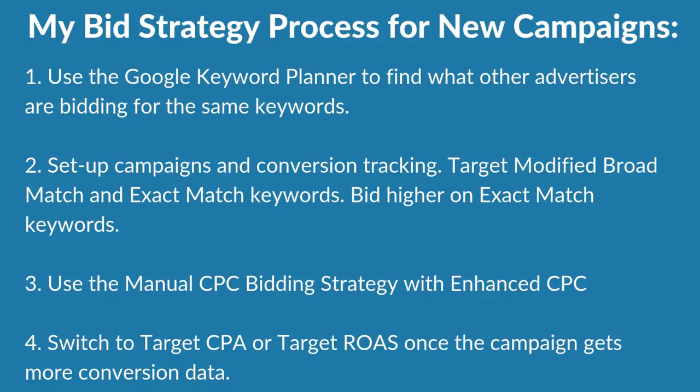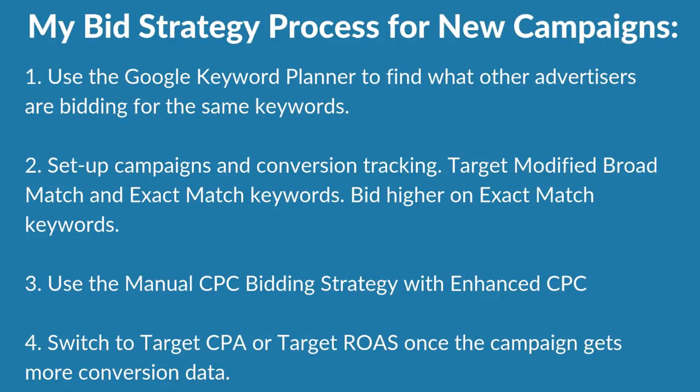Now, the next thing I do is, as I'm setting up bids, I'll start with the Manual CPC bidding strategy, and I'll use Enhanced CPC. So I'll show you how to do all of this, but usually through your campaign settings, as you're setting up your campaign, you can choose the Manual CPC bidding strategy, and there's just going to be a little checkbox where you just check to use Enhanced CPC.